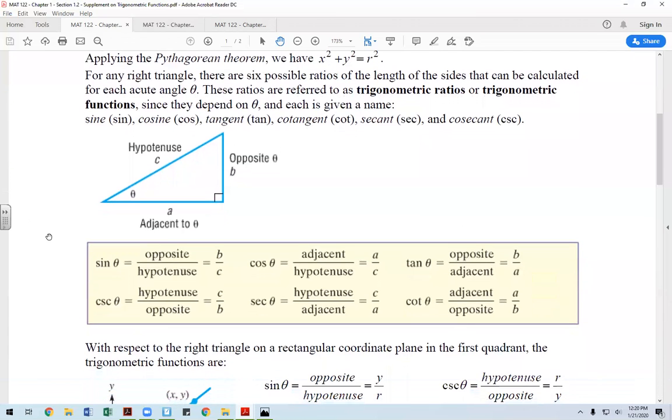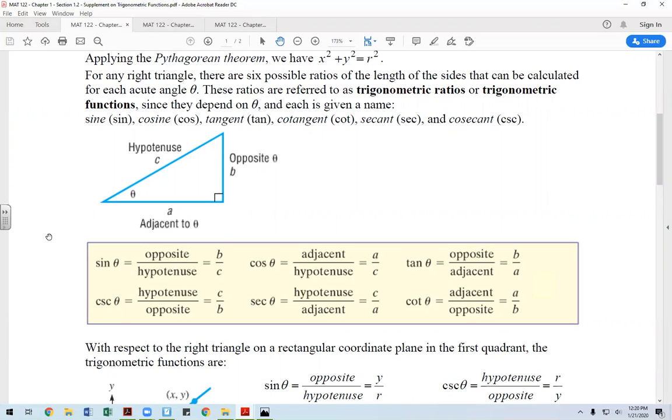So your relationship is defined as, with respect to theta, for the sine function, opposite over hypotenuse. For cosine, it's adjacent over hypotenuse. Tangent actually ends up being a ratio of your sine and cosine functions, right? So you have opposite over adjacent. And then look at this.